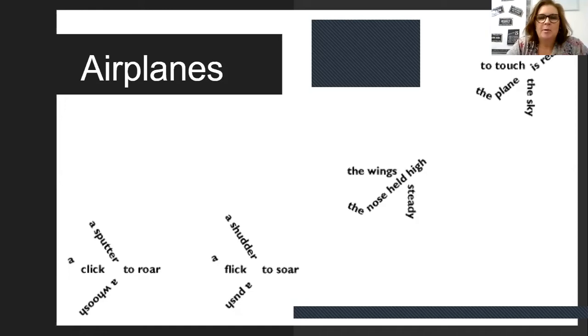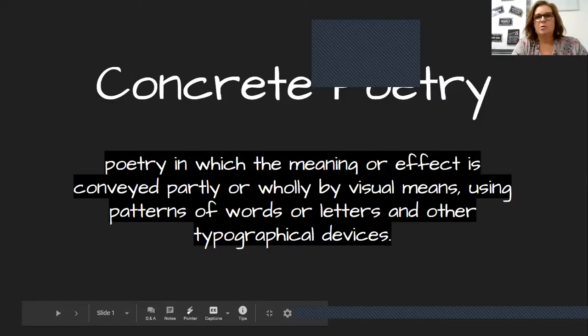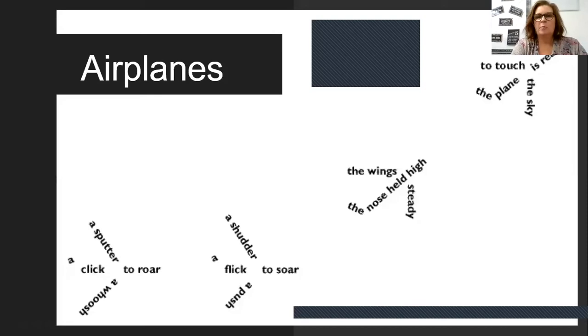Just a really quick poem, but then you can see how they've used a visual device, patterns or words or letters and other typographical devices to convey the poem in something cool to look at. So this is a poem about airplanes, and then you use the shapes of airplanes to make this more visually interesting. So this is called a concrete poem. This is concrete poetry style.